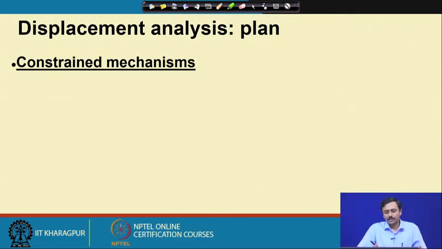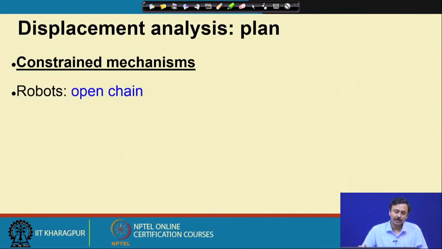Now, let us plan our study of displacement analysis. As I have planned, we will first discuss constraint mechanisms. You know that constraint mechanisms are mechanisms with 1 degree of freedom. So, we are going to study displacement analysis of constraint mechanisms. We will start with that. Subsequently, we will go to robots. So, we will look at open chain robots and closed chain robots.